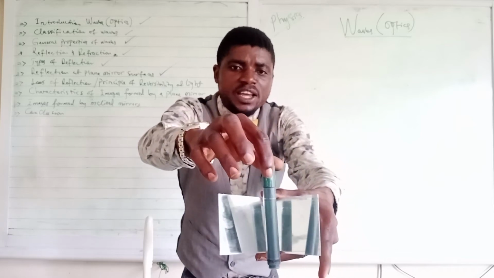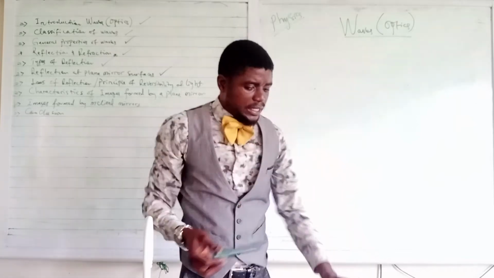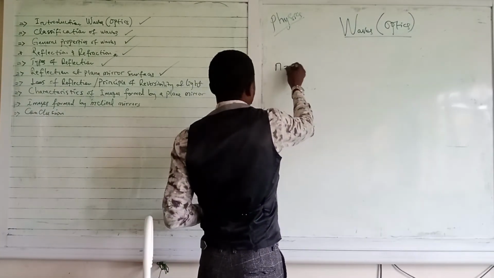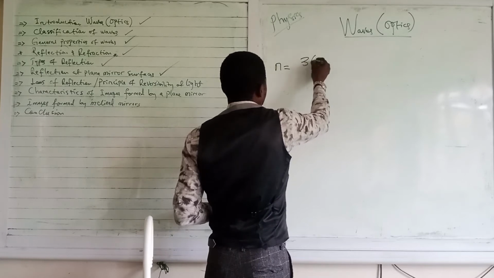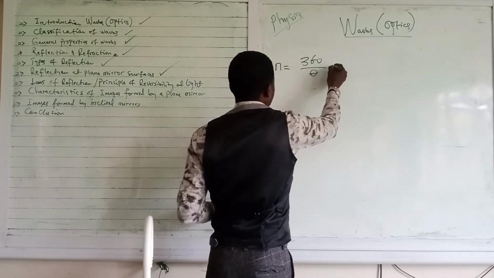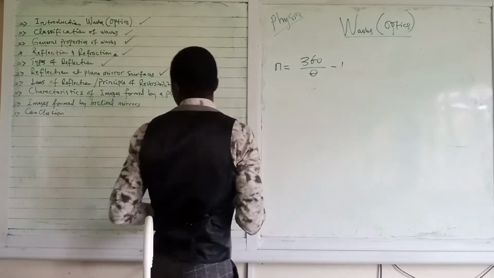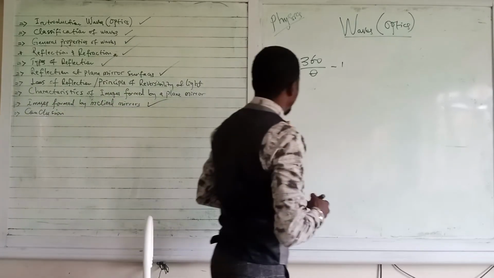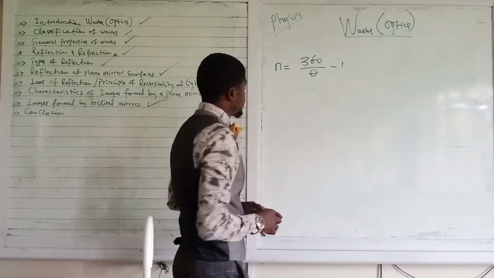We have an equation that explains what is happening here right now. This equation is simply giving us number of images, n. N is equal to what? 360 divided by theta, minus 1. Don't forget, we are looking at images formed by inclined mirrors.